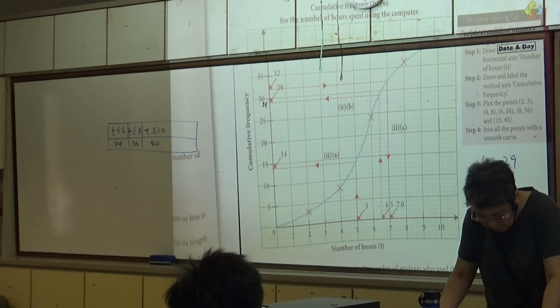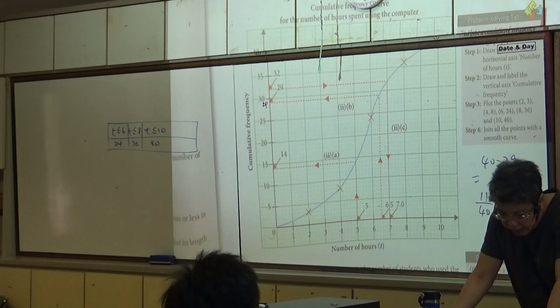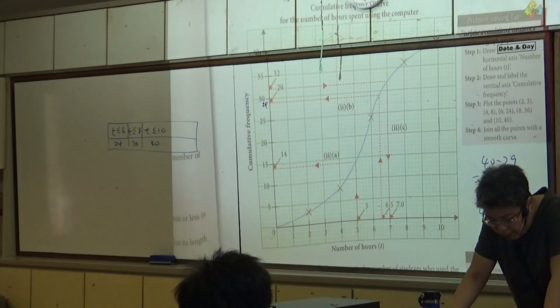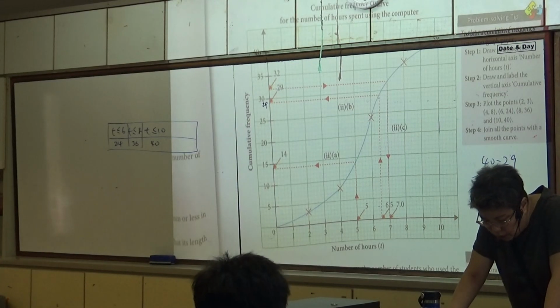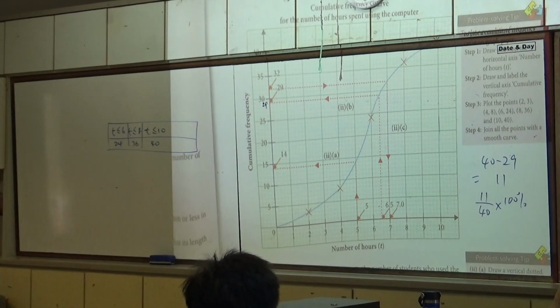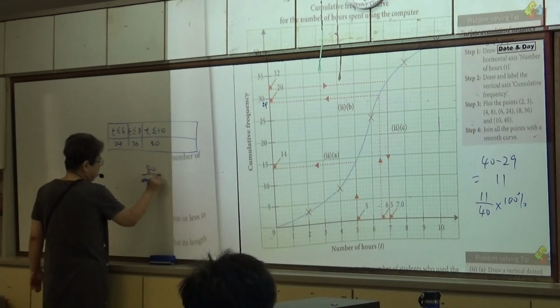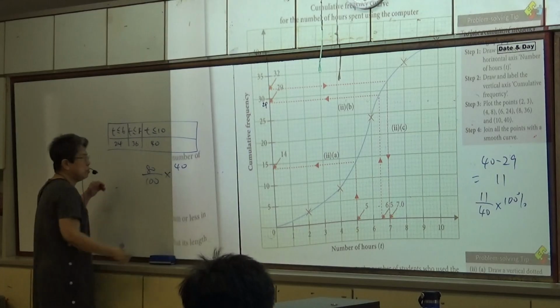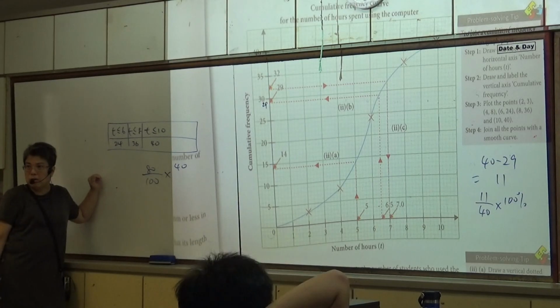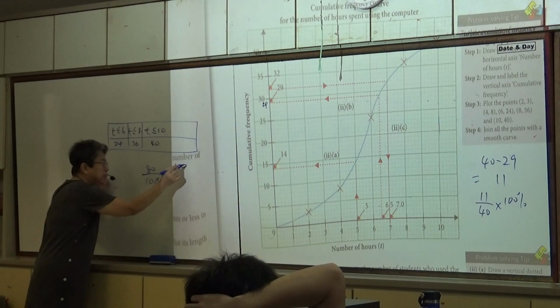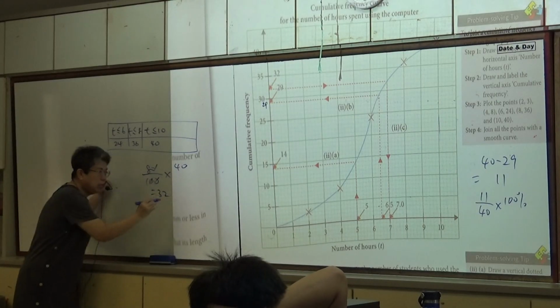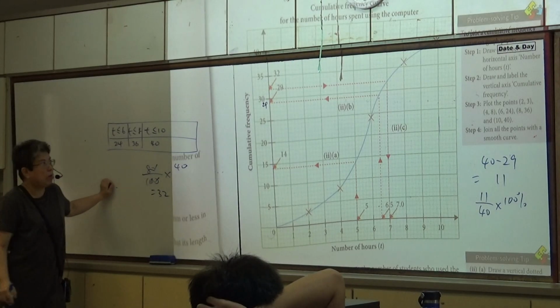Part C. The value of T such that 80% of the students use the computer for at most T hours. At most T means T or less, right? Correct. 80%. That means you must go and find 80% of 40 students, right? Correct. So how much is it? 32 students, right? Correct.